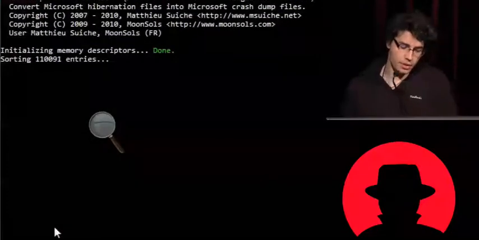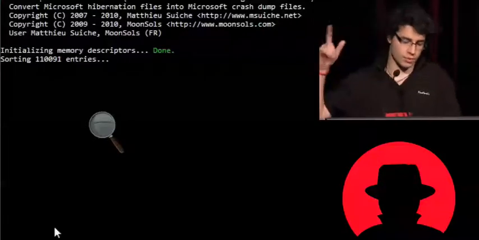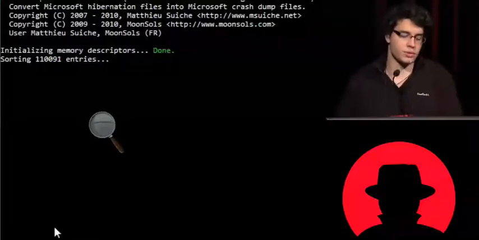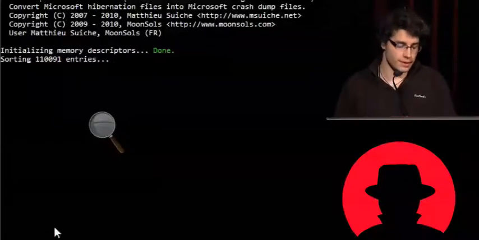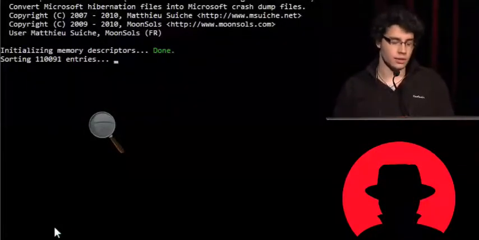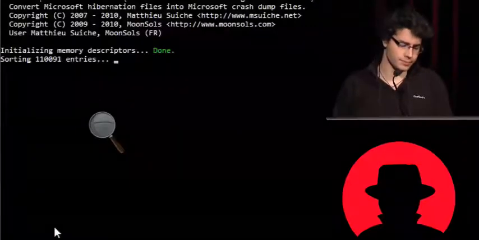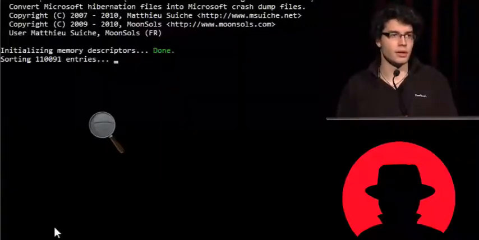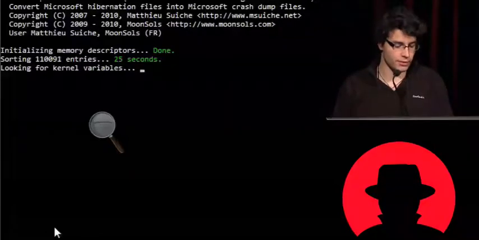As you can see, if you remember the flowchart of the hibernation file, there are a lot of compressed blocks, so it has a lot of entries. Firstly, the tool has to sort every entry. In this case, it's pretty long because it's a really big file. I think it's a 4 gigabyte hibernation file, so it will take around 30 seconds or so, yeah, 25.